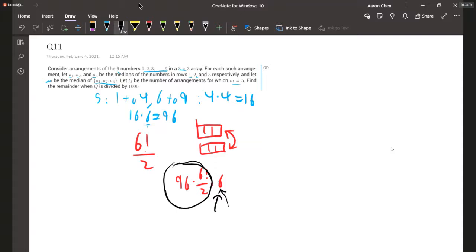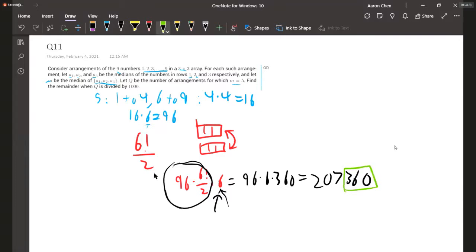And so this is 96 times 6 times 360. When you do the calculations, the number is equal to 200,360. We want to find the remainder when Q is divided by 1,000. That tells us that the answer is just 360.